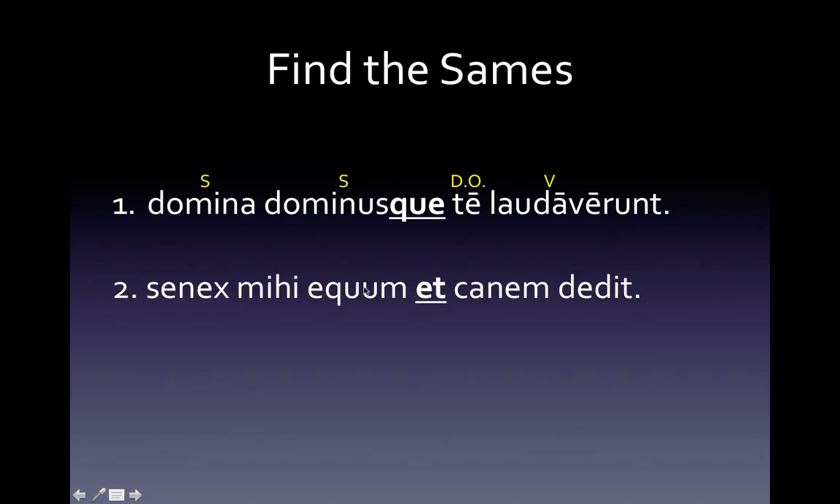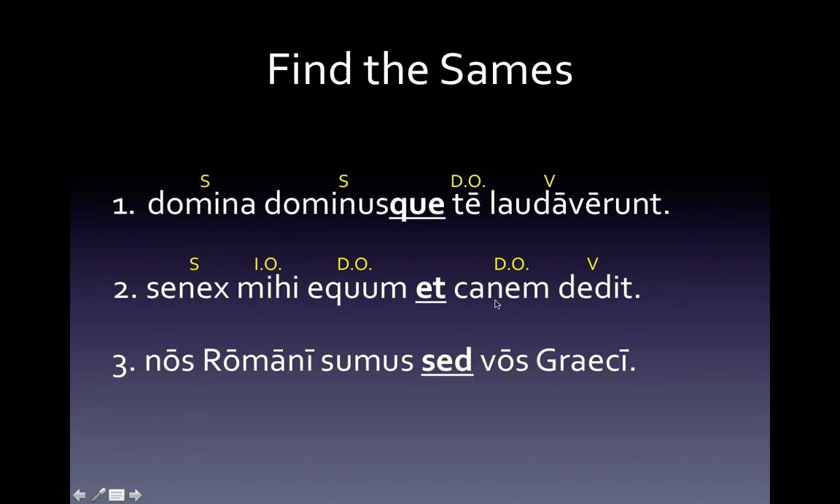All right, again, pause the video, copy down this sentence. You've got your connector here, find the sames. And I'm sure you noticed that equum and canem, those are both direct objects. Those are your sames. So the old man gave me a horse and a dog.